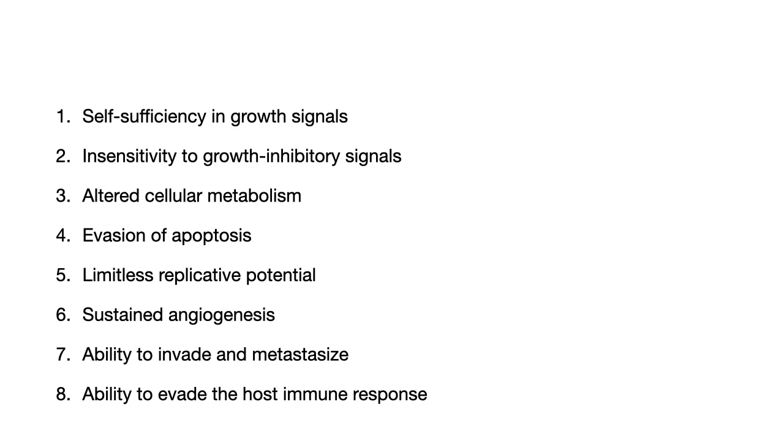Tumor cells that grow beyond 1 or 2 millimeters also have the capacity to form their own blood vessels. They have the ability to invade and destroy surrounding connective tissue and basement membrane, and they have the propensity to enter blood vessels and metastasize. They also have the ability to evade the host immune response.